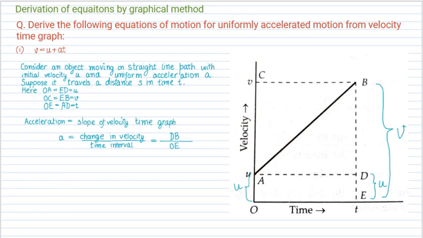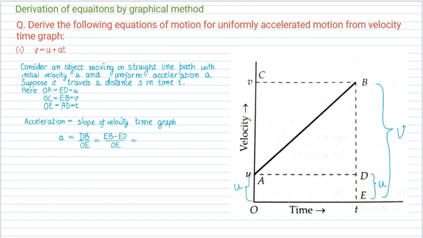So the change in velocity per unit time, which is your acceleration, can be represented by this slope. Fine. And this slope can be written as DB upon OE. Fine. So your acceleration can be written as DB upon OE. Okay. Now what is your DB? DB represents the difference between EB and your ED. Okay, I will just write it down in case you forget.